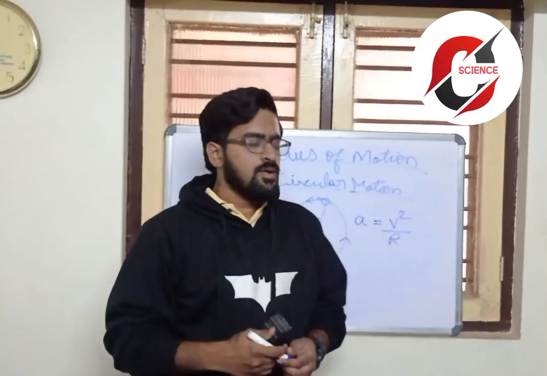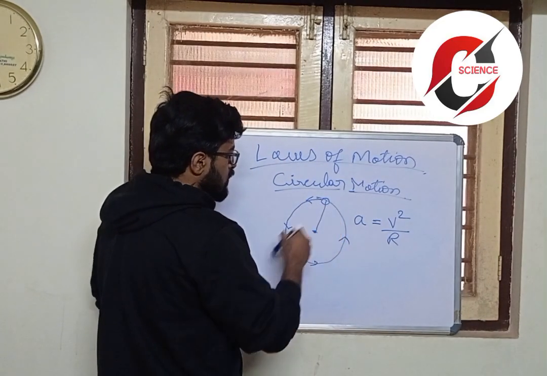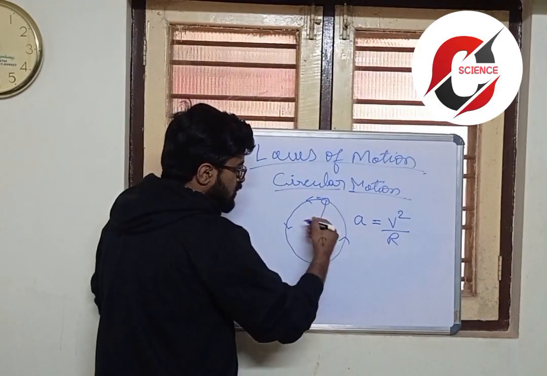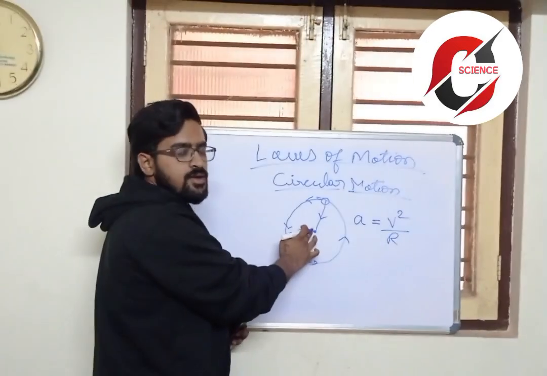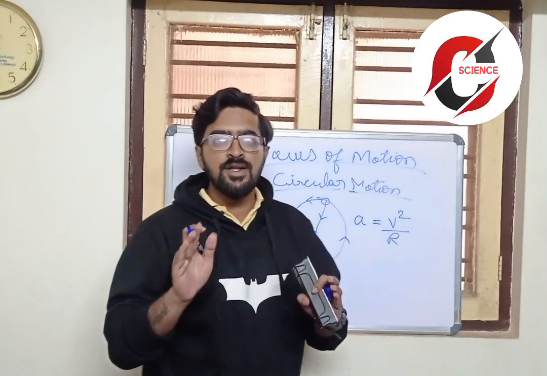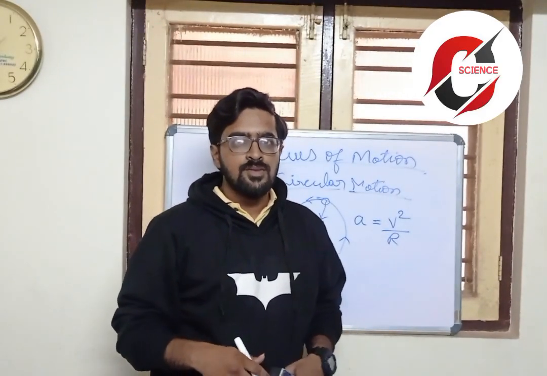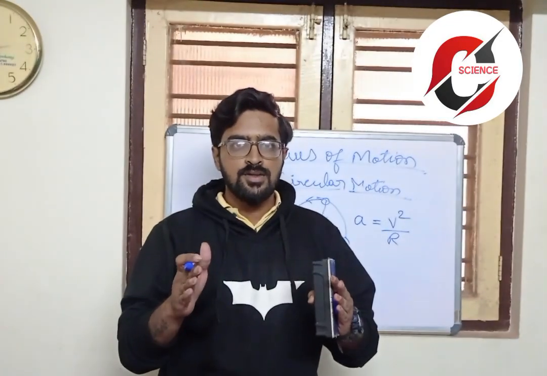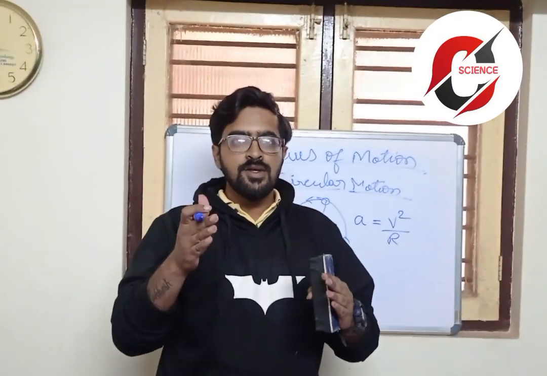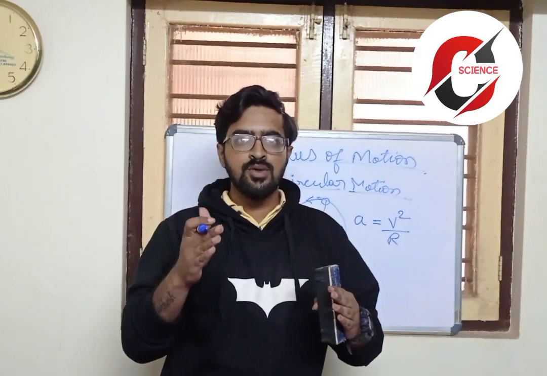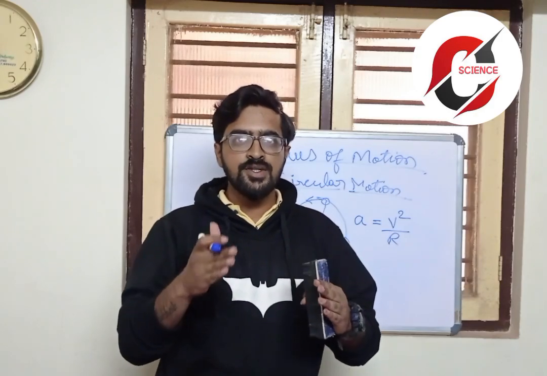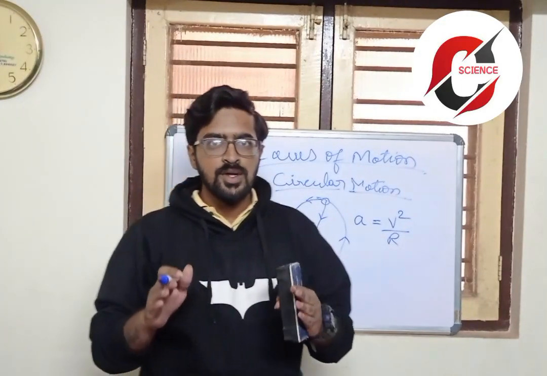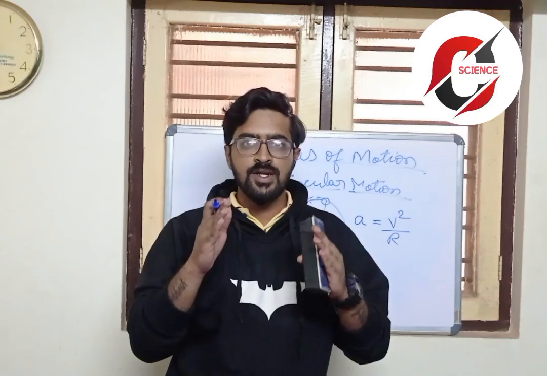Now, when this object moves in a circular path, it experiences a force towards the center of the circle. This force is called centripetal force. So, in brief, the object which moves in a circular path possesses some acceleration towards the center. Also, it experiences a force towards the center of the circular path. So this was about circular motion and centripetal force.